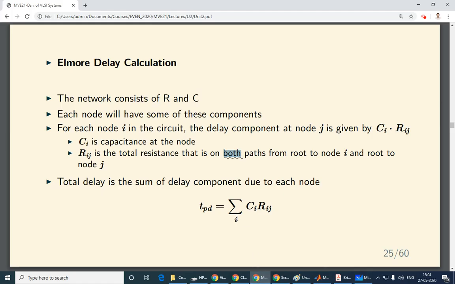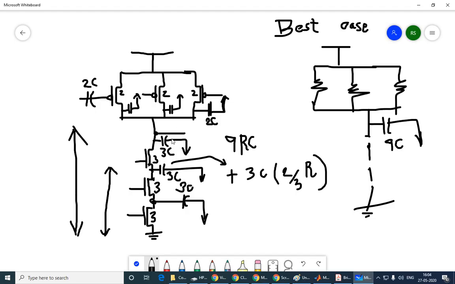So look at the equation. This is along all the nodes I in the pull down network, for example, and this time the shared path is, this is the path from the root to node I, because now I has changed to this node. So this is one path, this is the other path, still the same because j did not change, root did not change, but now the shared resistance has reduced. It is only R/3.